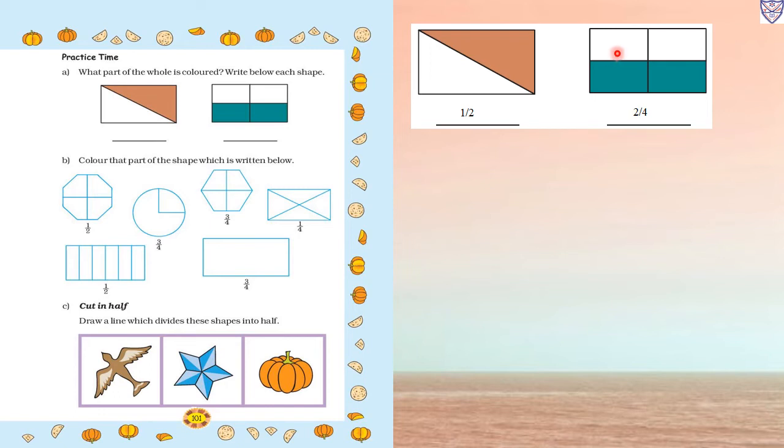Here how many parts are there? 1, 2, 3, 4. So total 4 parts. And how many parts are shaded? 2. So 2 upon 4.